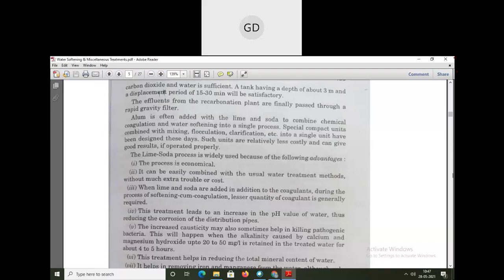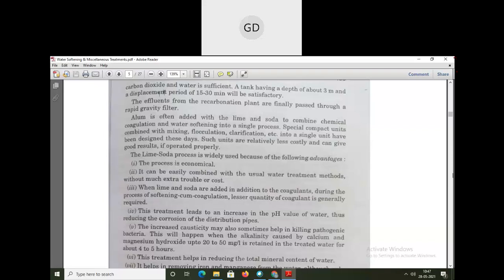Okay, and this will happen when the alkalinity caused by this calcium and magnesium hydroxide, up to 20 to 50 milligram per liter, is retained in the treated water for about 4 to 5 hours. That means if 20 to 50 milligram per liter of this calcium and magnesium hydroxide remains in the treated water for about 4 to 5 hours, then you can say that it helps in killing the pathogenic bacteria in the water.